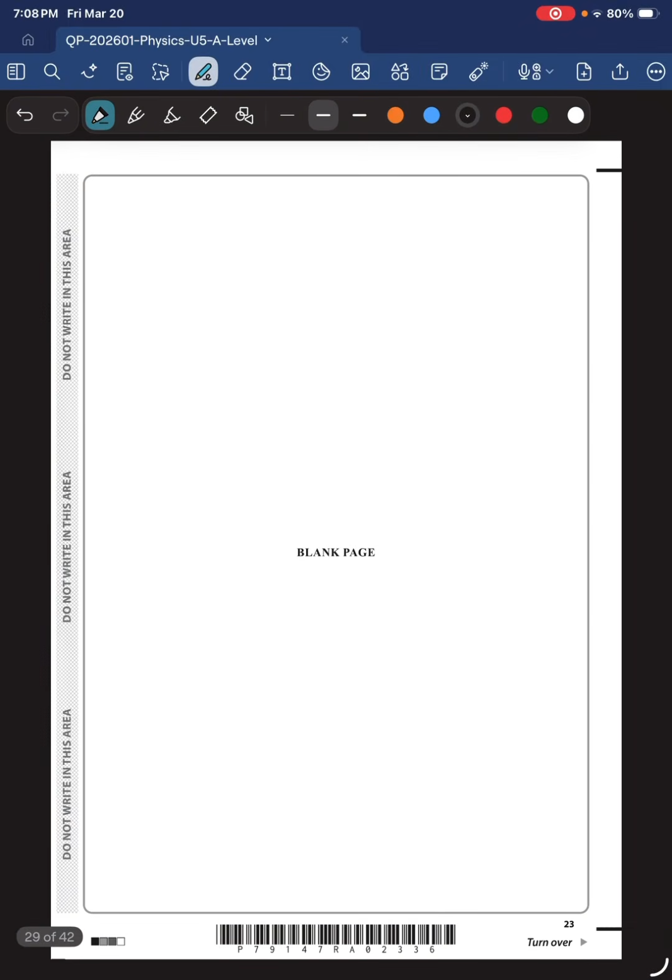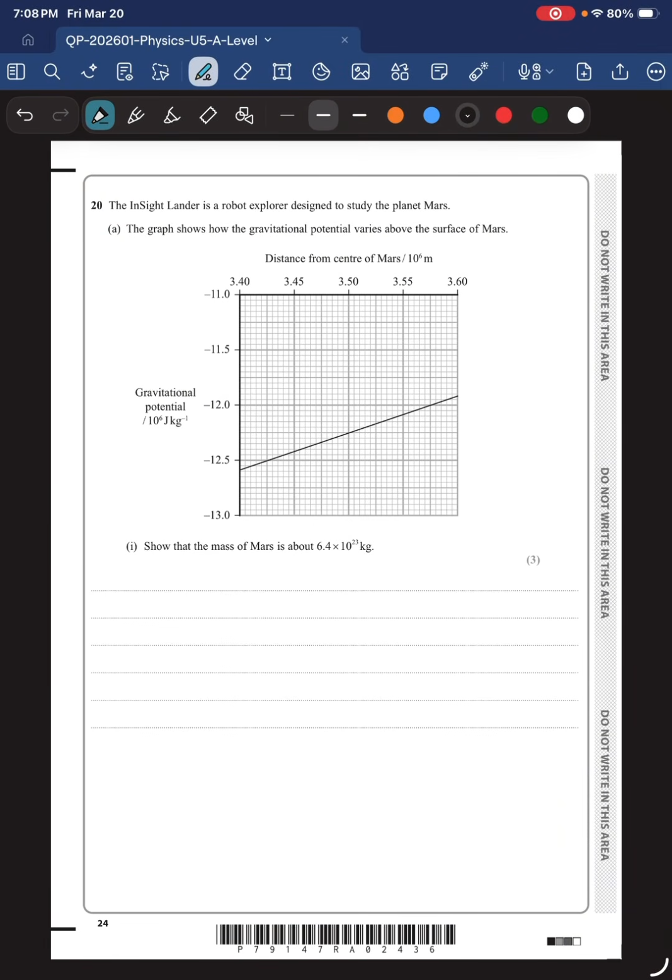Okay. Question 20. The InSight Lander is a robot explorer designed to study the planet Mars. Again with Mars. Okay. Question A. The graph shows how the gravitational potential varies above the surface of Mars.